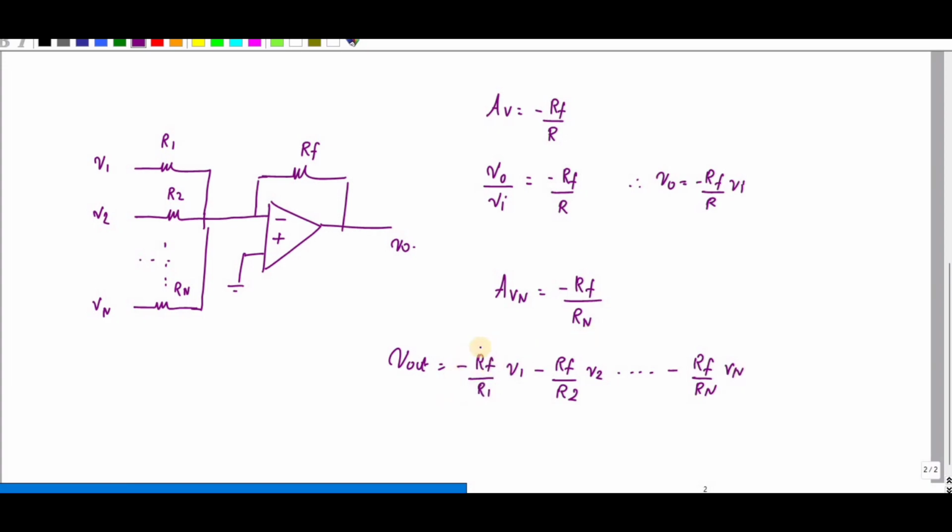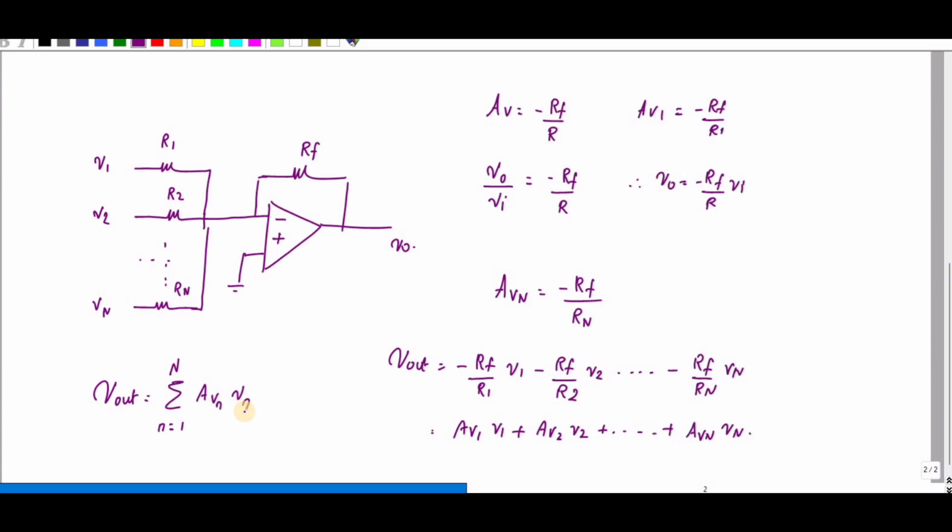So I can write this as AV1 into V1 plus AV2 into V2 plus AVn into Vn, because AV1 is minus RF divided by R1. Therefore Vout is equal to the summation from n equals 1 to N of AVn into Vn.